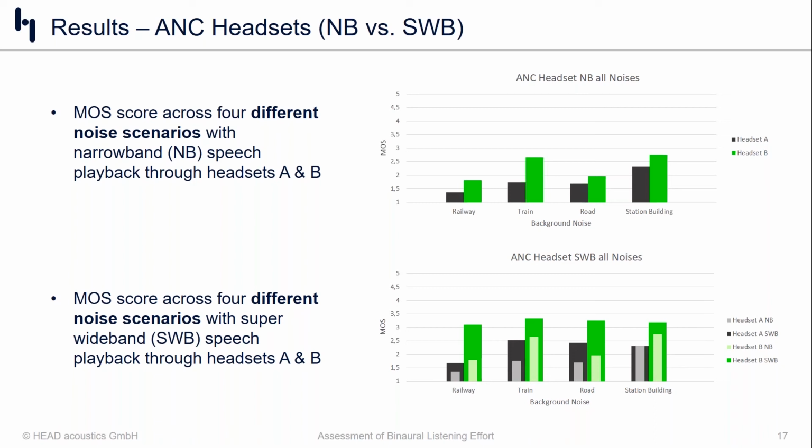And if we were to look at the headset speech playback, if we switch from a narrowband mode, which is the data shown at the top, and then also apply the same speech playback in super wideband mode, we can also see the difference that the device performance gives us. And we can see things like, in general, increasing the bandwidth of the speech playback in noisy environments tends to give us a greater listening effort, at least for ANC headsets.